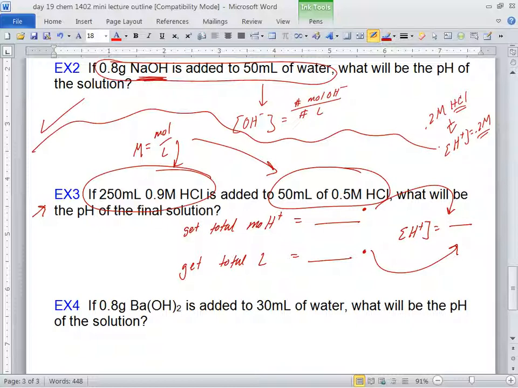Okay. So now you got a game plan for EX3. Give it a shot. If you get stuck, we'll help you out at the help session.